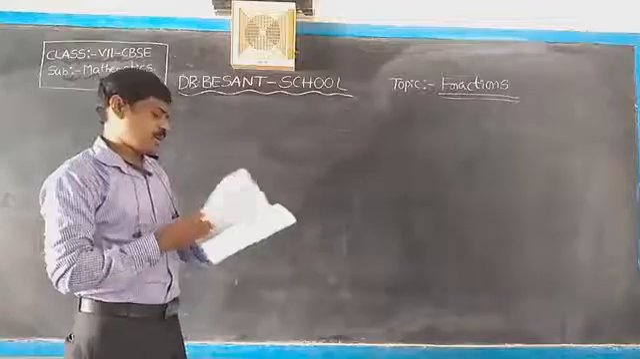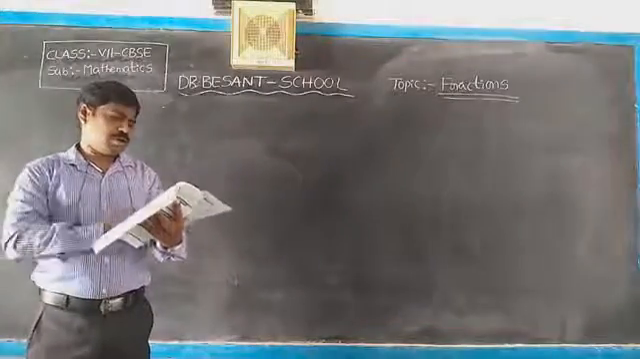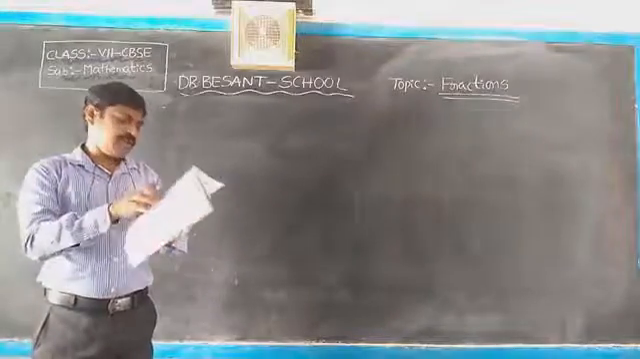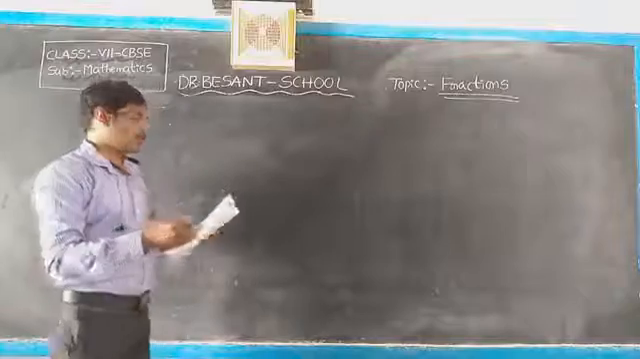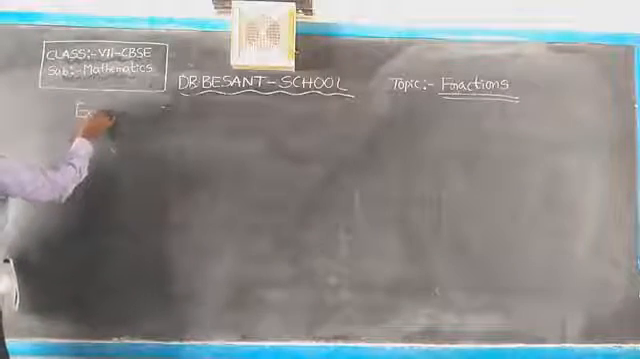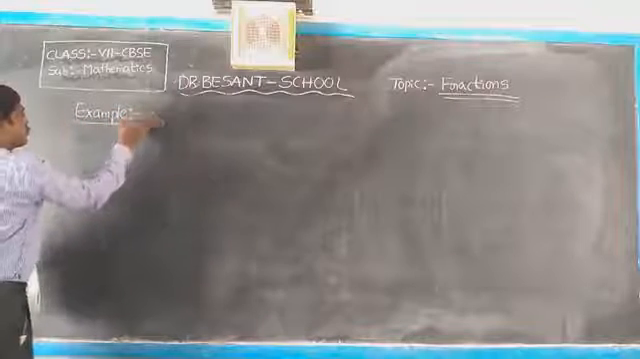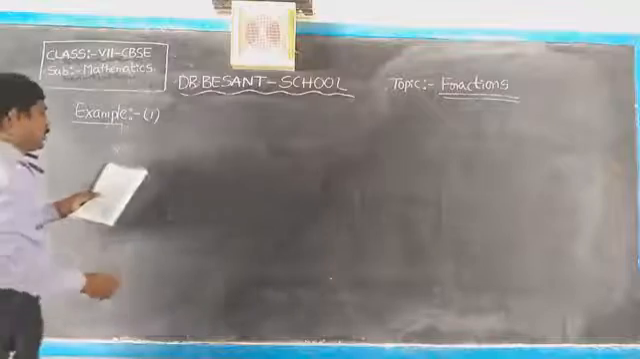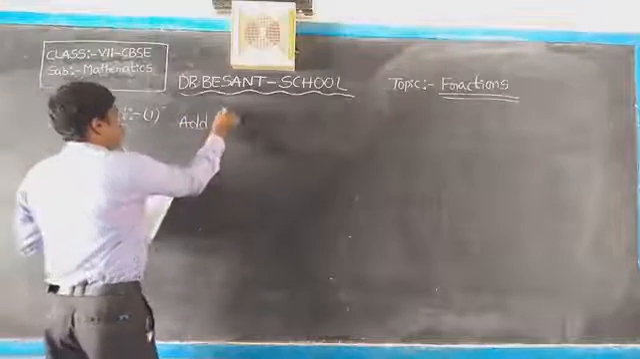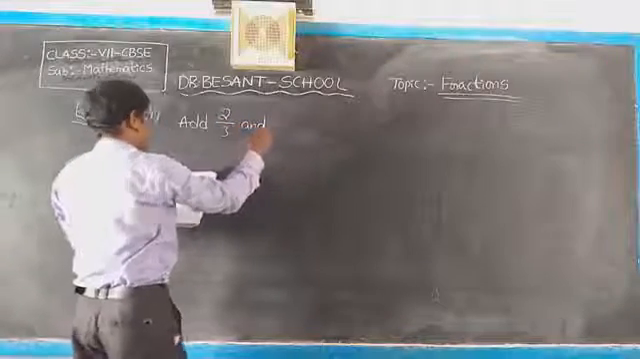All of you, today I will explain solved examples. Page number 18, solved example. Example 1: Add 2 by 3 and 5 by 7.